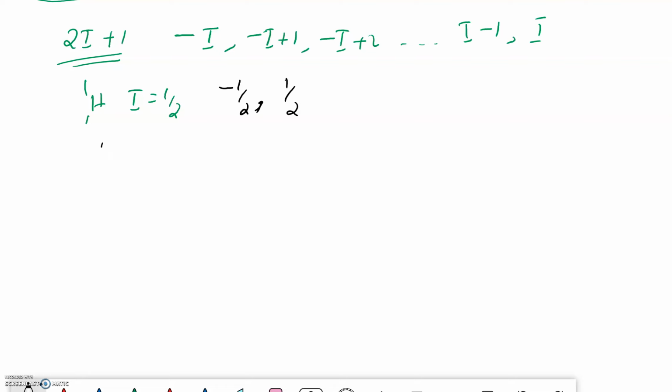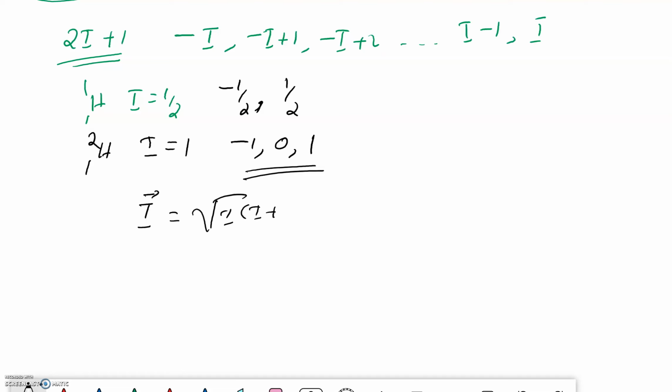In the case of deuterium, H-1-2, I is equal to 1. It will be minus 1, 0, and plus 1. There are three orientations. But these orientations are degenerate in the absence of an applied magnetic field. And the nuclear angular momentum I is actually a vector. Its magnitude is equal to root of I into I plus 1, times h divided by 2 pi. Keep that in mind.